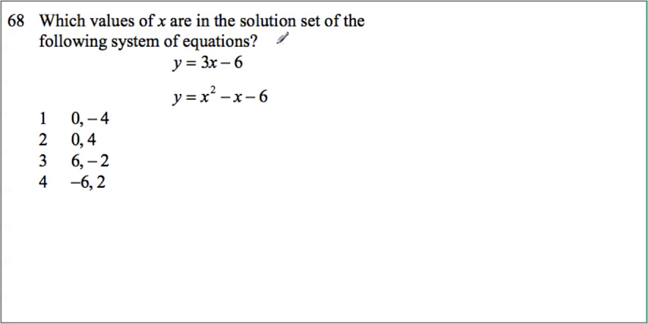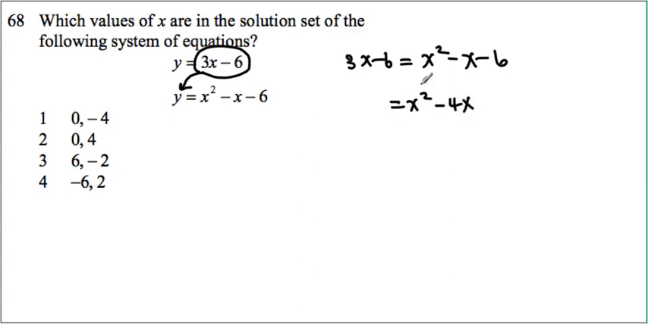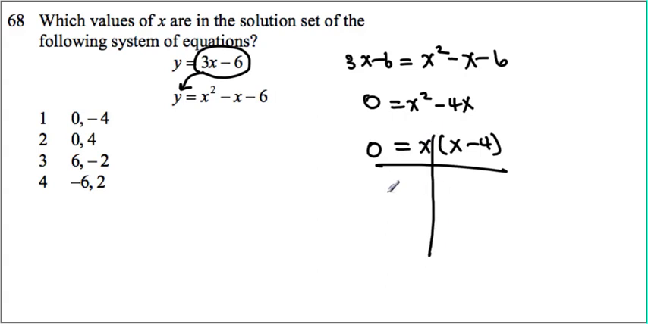Alright, now number 68. Here, since y's are equal to each other, we just have to set them equal to each other. 3x minus 6 is equal to x squared minus x minus 6. Basically what I'm doing is substituting this one in place of y. So by subtracting 3x, we get x squared minus 4x. Adding 6 to both sides, simply equal to 0. Now when I factor this one, x and then x minus 4, the only thing that we end up getting is x equals 0 by making a t-chart, and x equals 4. So we have two answers that will get these two equations to be equal to each other. That means our answer must be choice 2.